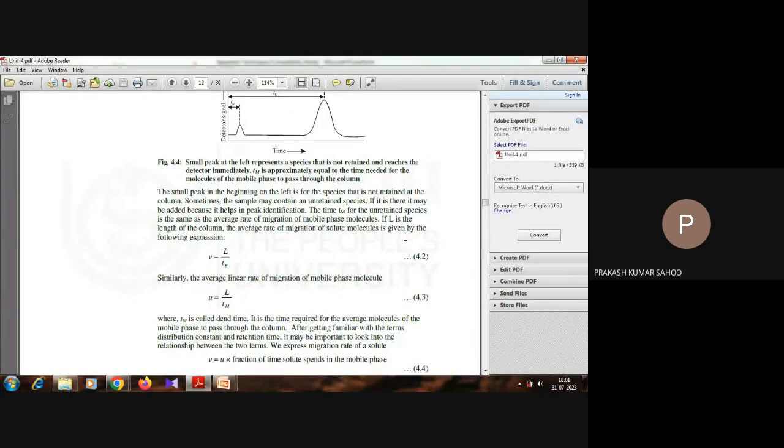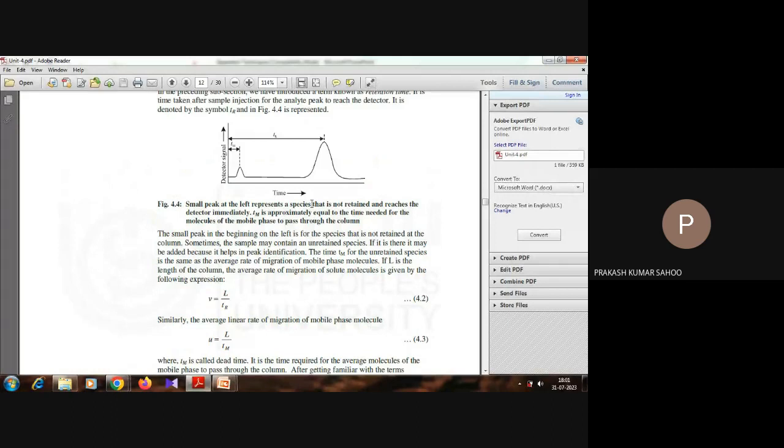So we have a peak, that is the detector signal versus time. The small peak at the beginning on the left is for the species that is not retained on the column. So this will be a small peak because it is not retained in the column. Where there is a broad peak, that means the retention time is considerable, and this is your next peak.